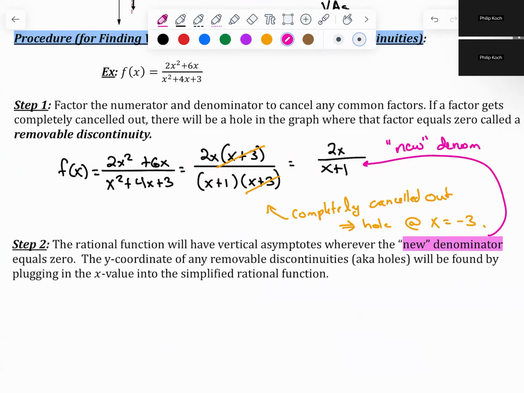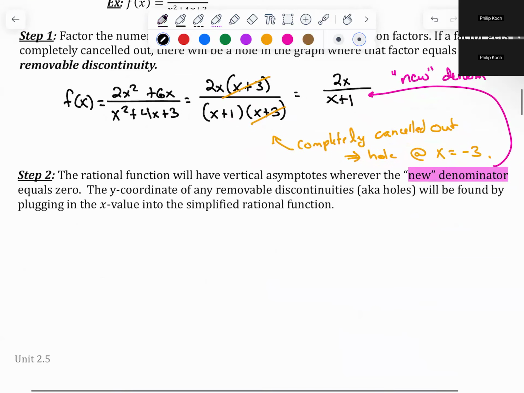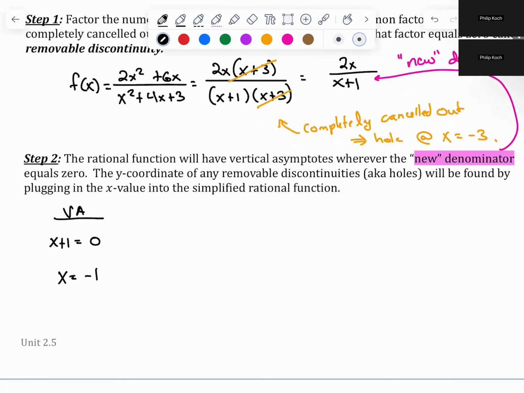So you will have vertical asymptotes wherever the new denominator equals 0. With regards to the holes in the graph, you've already found the x-coordinate of the hole. The hole will happen at x equals -3, but to find the y-coordinate of any removable discontinuity, you plug that x value into the simplified rational function. And don't worry, we are going to explain why all this works in just a moment. So for the vertical asymptote, you set x plus 1 equal to 0. That gives us a vertical asymptote at x equals -1.